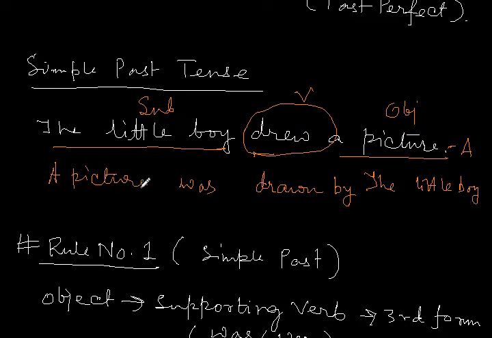And I have said that when you change a sentence from active to passive, you cannot change the tense of the sentence and you cannot change the meaning of the sentence. So the tense of the sentence remains the same. Was, this is the supporting verb. A picture was drawn by the little boy. So here goes the rule.